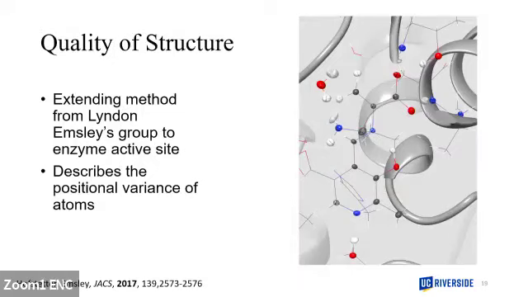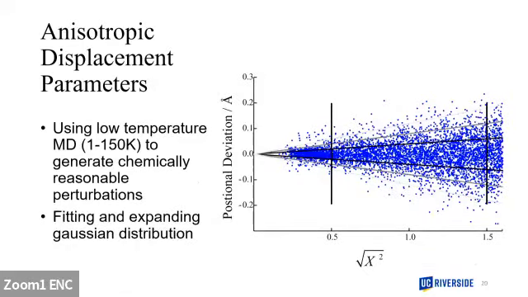The method tells us information about the positional variance of atoms in the active site, which include hydrogens that we have placed through NMR-assisted crystallography. The aim is to generate a large number of chemically reasonable structures, meaning they don't have unrealistic bond lengths or bond angles. To do this, we use low temperature molecular dynamics to generate the structures.